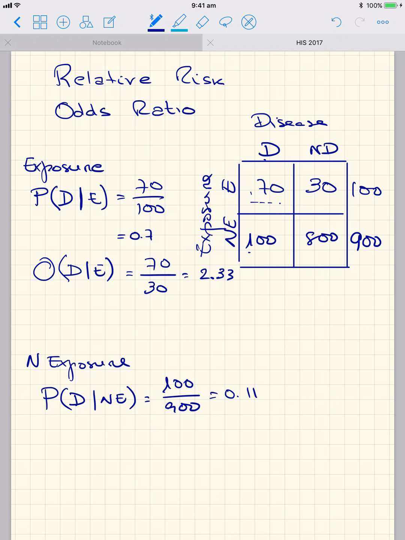So it's another way of quantifying the uncertainty of developing the disease in the exposed group, but in a different way from a probability. And the odds of disease among the non-exposed, you guessed it right, is going to be 100 individuals who have the disease divided by 800 that did not develop the disease. So 100 divided by 800 is 0.125. You see these are different measures of uncertainty.